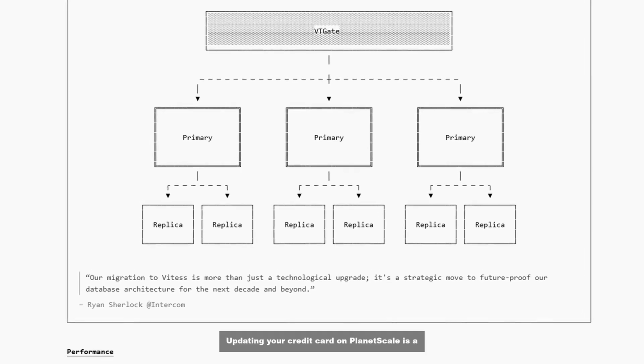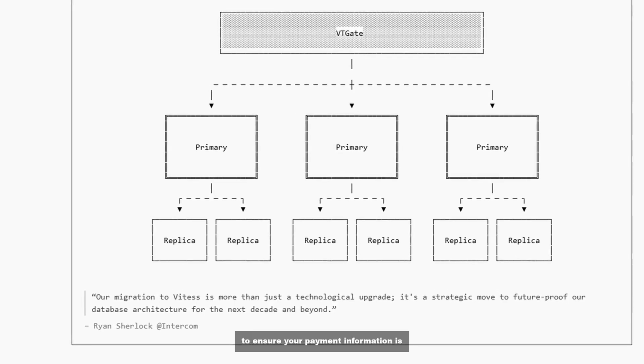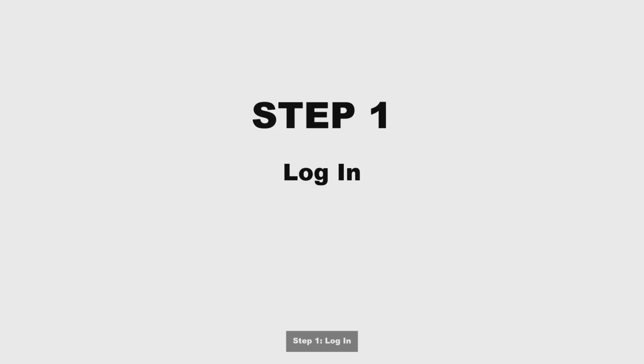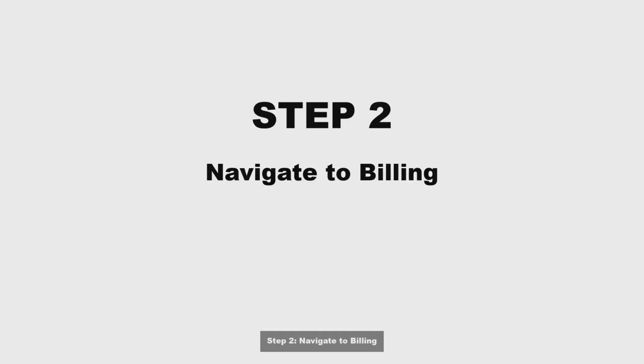Updating your credit card on PlanetScale is a straightforward process. Follow these steps to ensure your payment information is current. Step 1. Login. Access your PlanetScale account by visiting the website and entering your login credentials. Step 2. Navigate to billing.